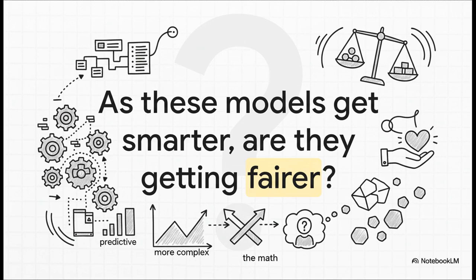And that kind of leaves us with one last big question to think about. We know these models are getting smarter and more complicated every single year. They're getting better and better at predicting risk. But as they get smarter, does that automatically mean they're getting fairer? Now that is a question that goes way beyond just the math.